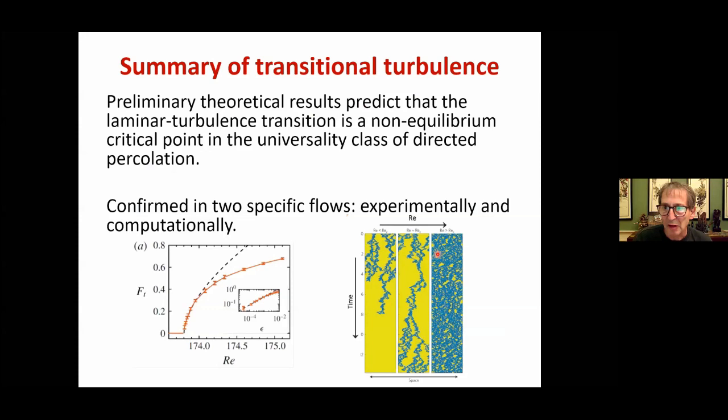So let me just summarize what we've seen: the theory predicts that the laminar-turbulence transition is a non-equilibrium critical point in the universality class of directed percolation. And this has been confirmed in two specific flows in two different dimensions by experiment and by computation. There's more to say about the experiments, but I want to move on to a different topic.